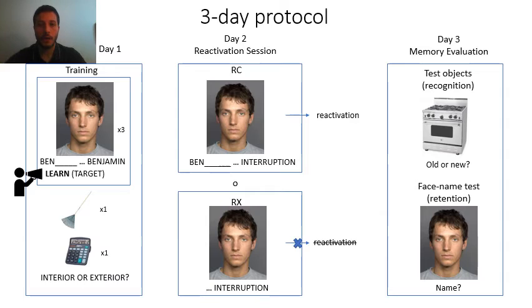The other group, the RX group, received a reminder that was not sufficient to generate reconsolidation. They only saw the face for the same time as the other group, but immediately after they saw the interruption sign. So on the third day, we tested the recognition of the objects.